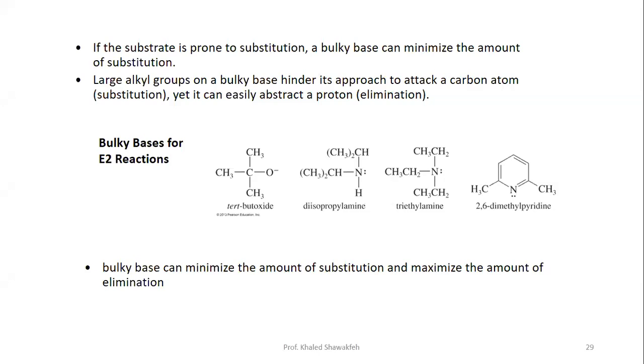ولكن ميزة هذا البلكير بيز انه بسبب their size, the bulkier size, بيمكنهم انهم they are stable. So what they can do, they can just abstract a proton. So البلكير بيز بيعمل لي هندرد للابروتش اوف اتاك، ولكن بيعمل easier للابستراكشن of a proton. So البلكير بيز minimize the amount of substitution and maximize the amount of elimination reaction.